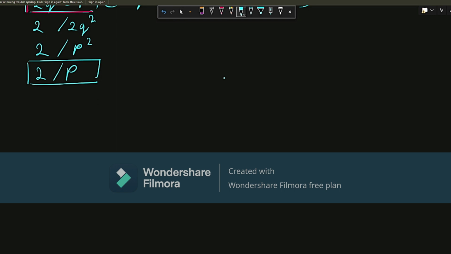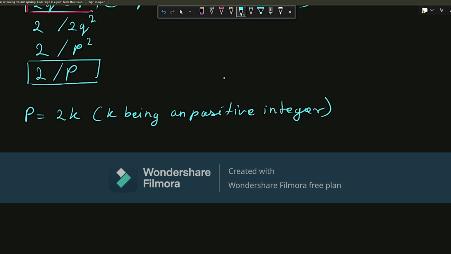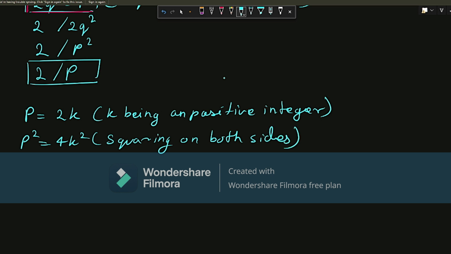Now in the next step, let's take p equal to 2k, k being any positive integer. Now you need to square on both sides. So p square is equal to 4k square, squaring on both sides. So now we have found out p square is equal to 4k square.